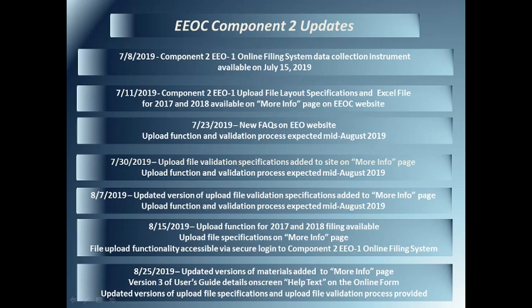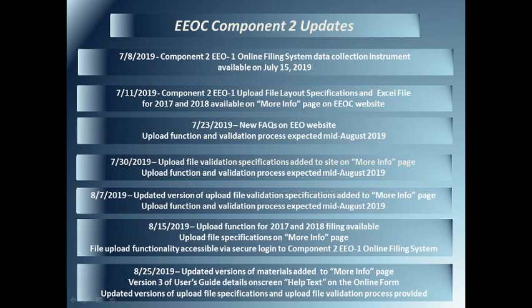On August 7th, an updated version of the upload file validation specifications were added to the site on the More Info page. This new version added 2 additional validation checks. No other changes were made. They also reiterated that the secure file upload function and validation process was expected to be available by mid-August of 2019. On August 15th, the upload function for 2017 and 2018 filing became available with the upload file specifications available on the More Info page.